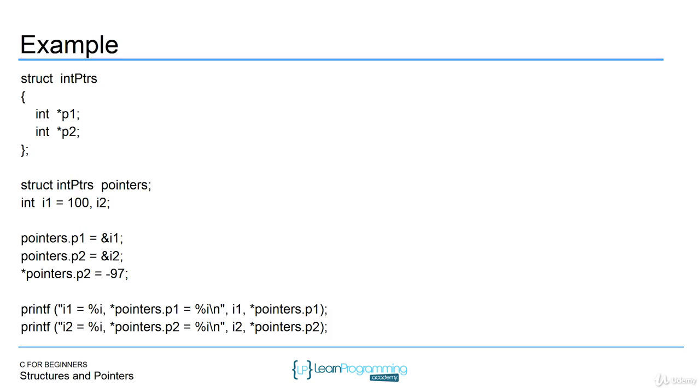So in that first one, we're saying i1 equals %i, comma, pointers.p1 equals %i. The first one inside the double quotes is just printing out that actual text. It's not dereferencing anything. After the comma is where we're doing the dereferencing. We're first printing out i1, which is 100, and then printing out pointers p1, which would be 100. And then i2 is actually going to be negative 97 after we assign it to p2.